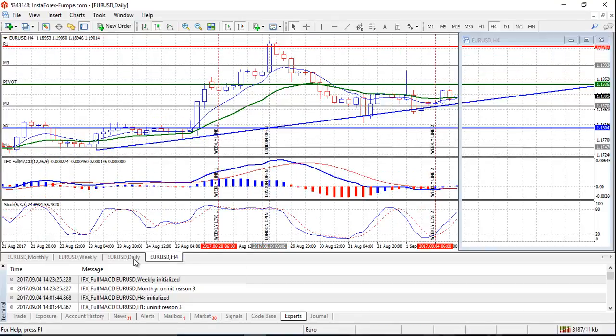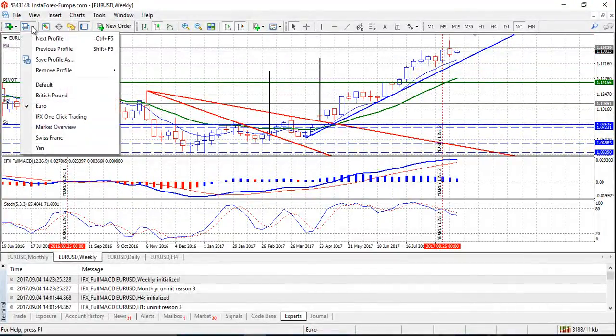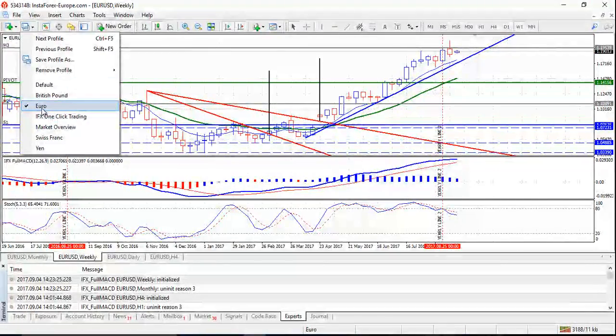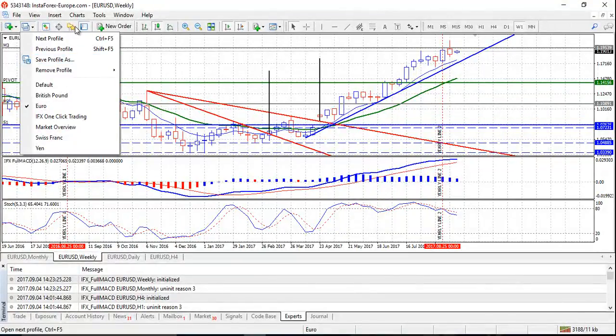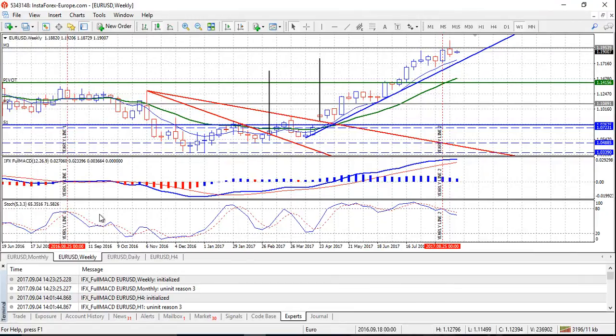So it's a lot of work, it's a lot of effort. As you can see on the euro, this is my live account, with my full name and my account number. These are my expert advisors. But I don't leave this window open. I normally close it so that I'll have enough space to do my technical analysis.